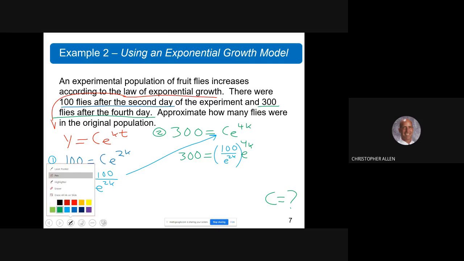Now, let me make a little side note here. First of all, would you guys agree I could divide both sides by 100? Hopefully you would see that, right? Because there's 100 here and there's a 300 there. I can divide that over and make that 3. So then that leaves us with e^(4k) over e^(2k), right? Does anybody know what e^(4k) over e^(2k) has to be? It has to be e^(2k).